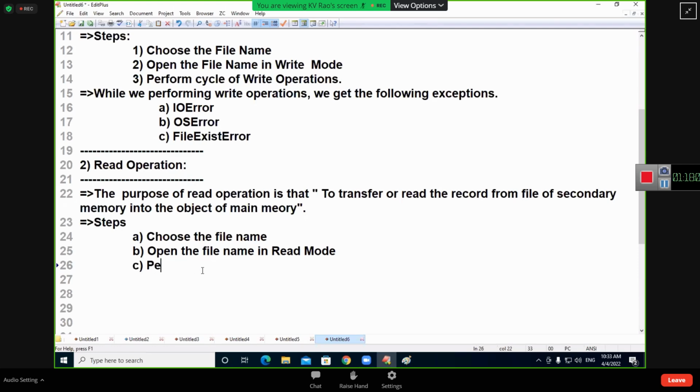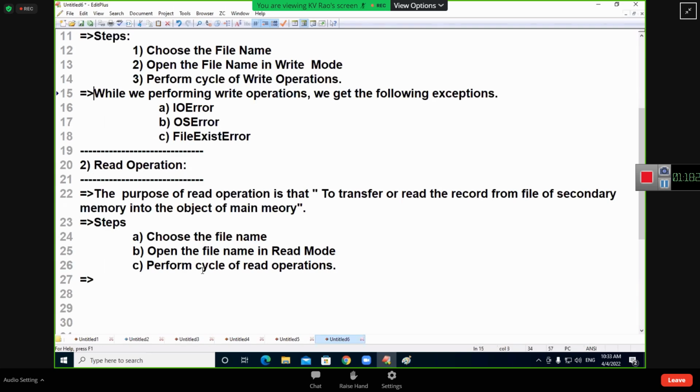Perform cycle of read operations. Perform cycle of read operations. What are we doing now?